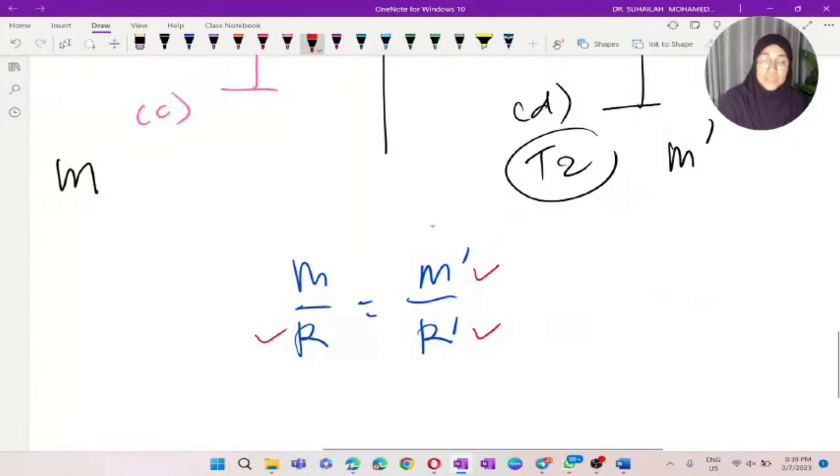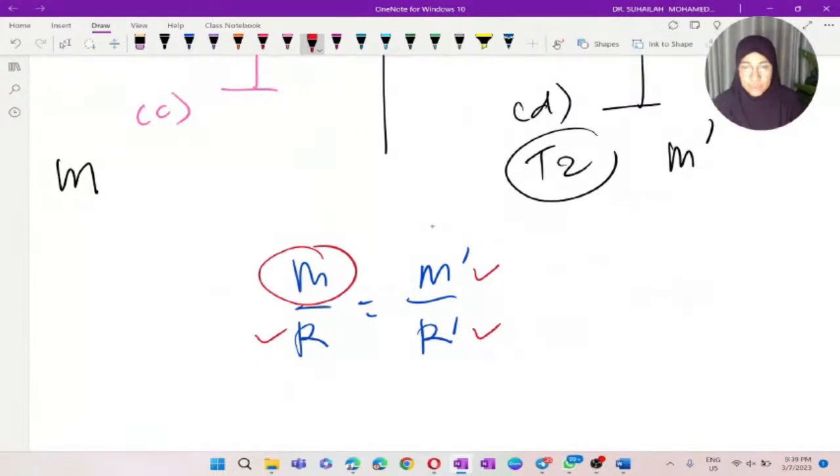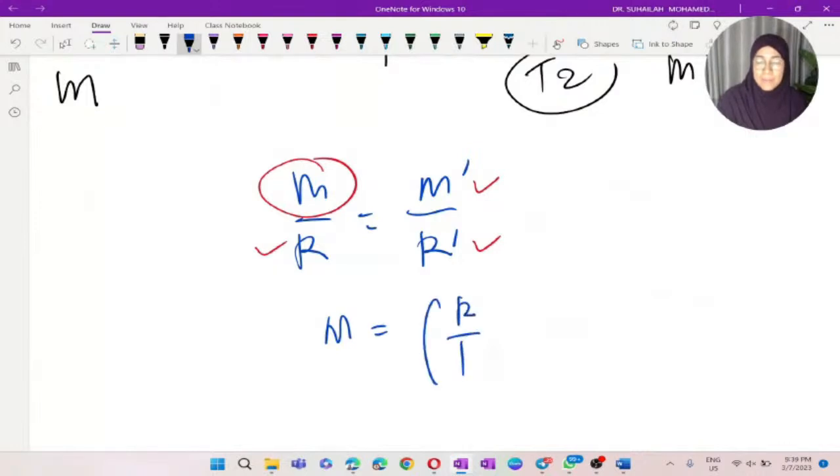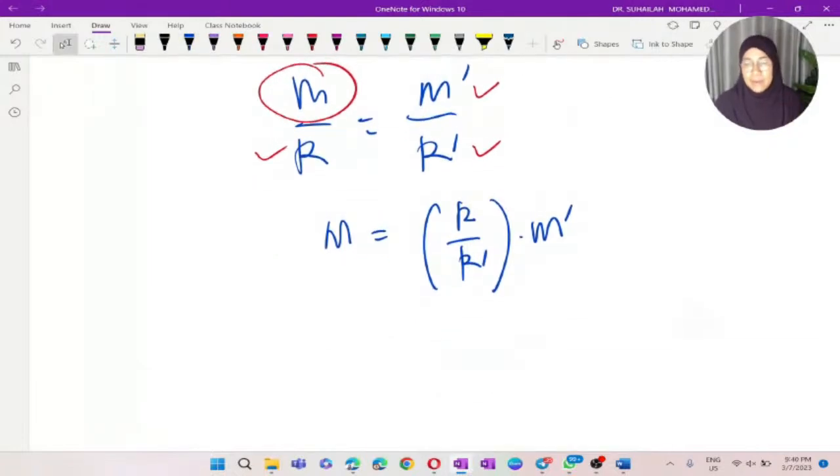So here the M is the unknown. By rearranging this, we will get M, which is equal to R divided by R prime times M prime. We group R together, and R divided by R prime is equivalent to the correction factor. We call this the correction factor, and we have to start with M prime. So M is R divided by R prime times M prime.